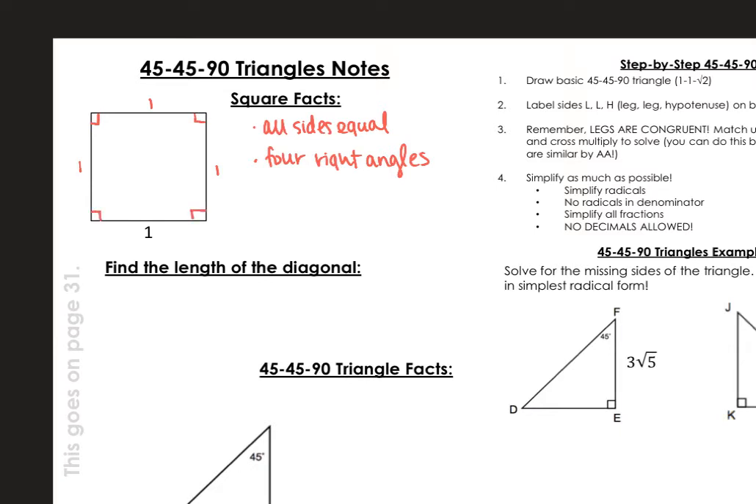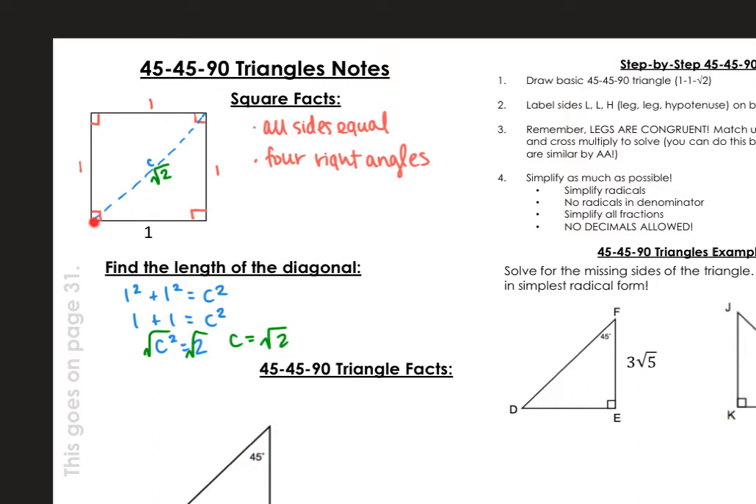So if we want to find the length of the diagonal, we're going to split the triangle in half, and then we're just going to use Pythagorean Theorem on this right triangle here. So it's going to be 1 squared plus 1 squared equals c squared, c being the hypotenuse or the diagonal. So that's 1 plus 1. So c squared is 2, and then we're going to take the square root of both sides. So c is equal to the square root of 2. So the hypotenuse of this square would be square root of 2.